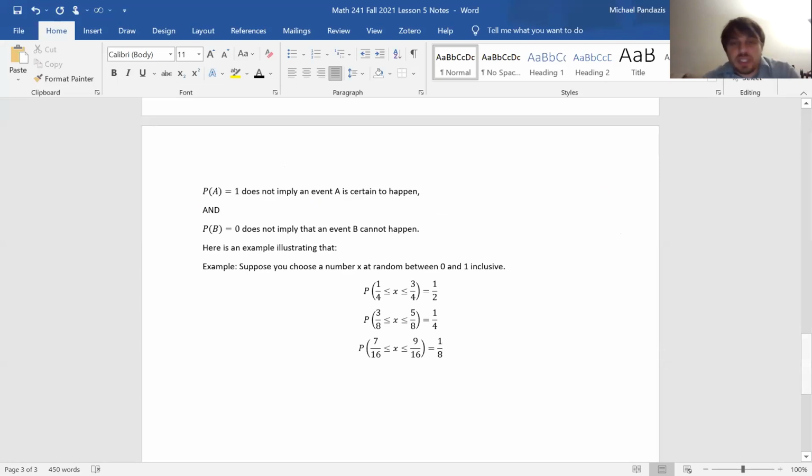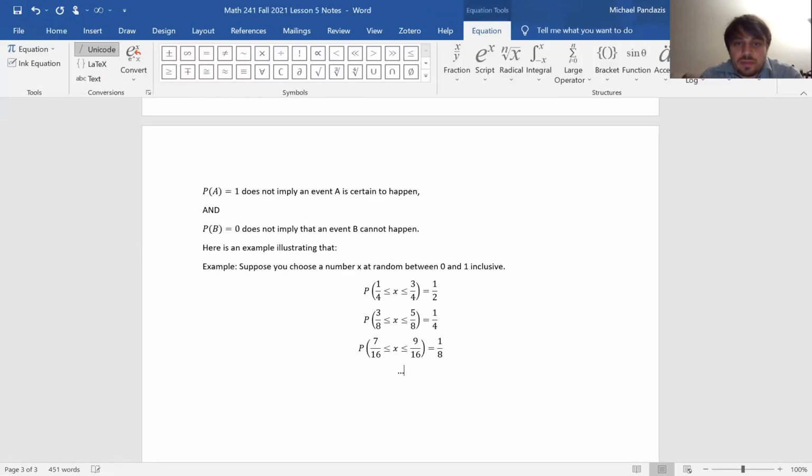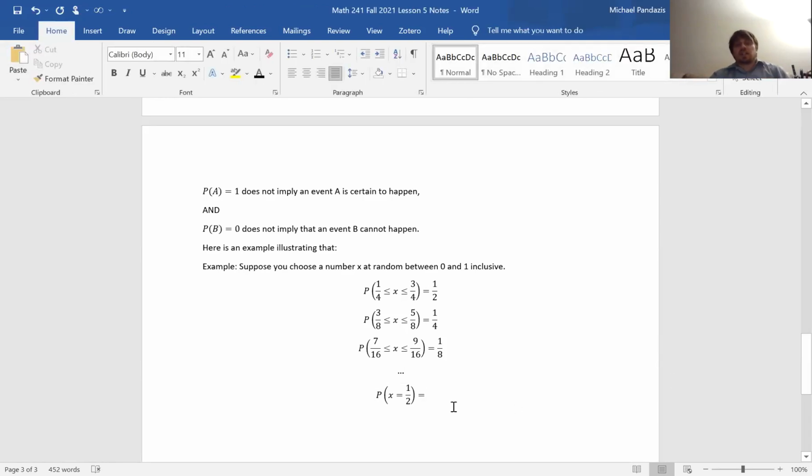Okay, so if you continue in this way and you were going to ask yourself, what is the probability that x is equal to 1/2? Okay. Well, what would the answer be? Well, it can't be negative, right? Because we're only in between 0 and 1. Also notice that x equals 1/2 is in all of these subintervals, right? 1/4 to 3/4, 3/8 to 5/8, 7/16 to 9/16. So 1/2 is always in the very center.